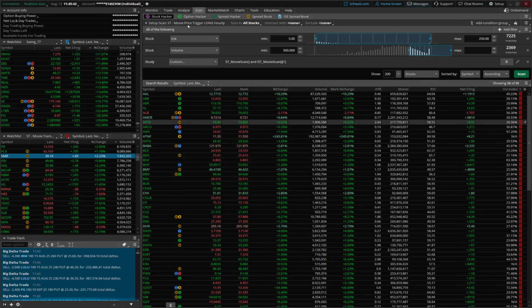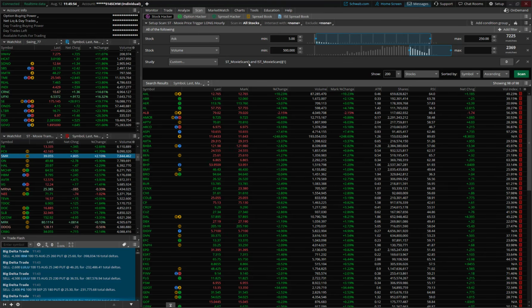Like this is the price trigger long on the hourly chart. If you want the price trigger long on the daily, then you need to select the daily. Don't go messing with the Moxie indicator stuff, okay? It's just going to screw you up, and then you're going to have to go back and start over again, okay? So I think that for the most part, that tells you everything that you need.